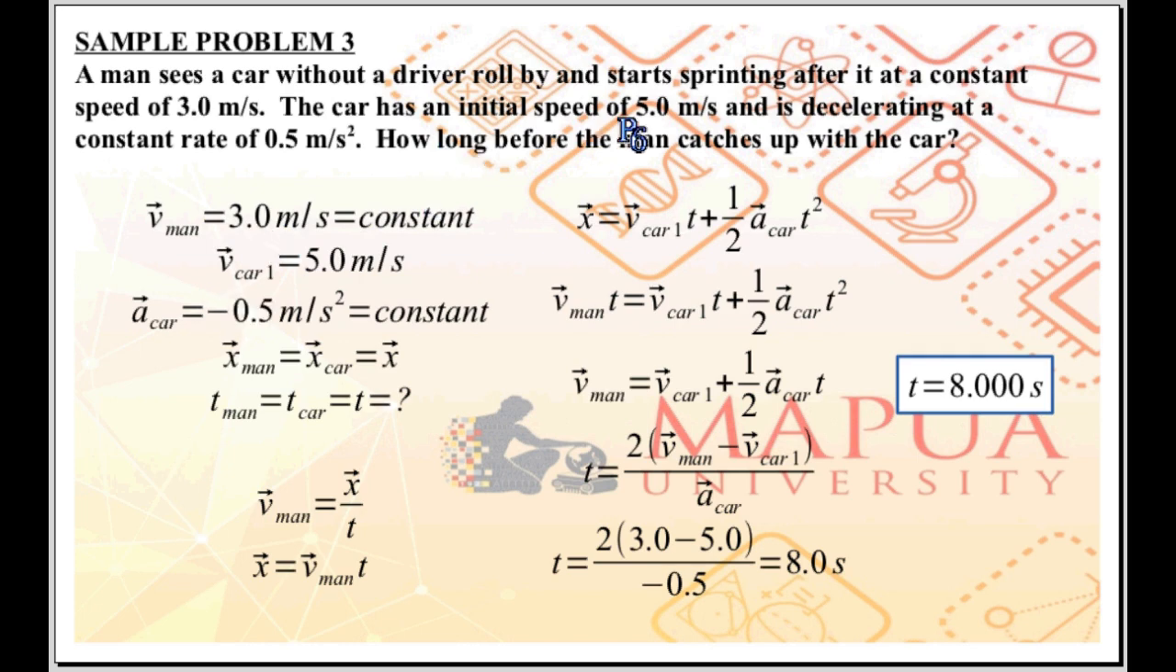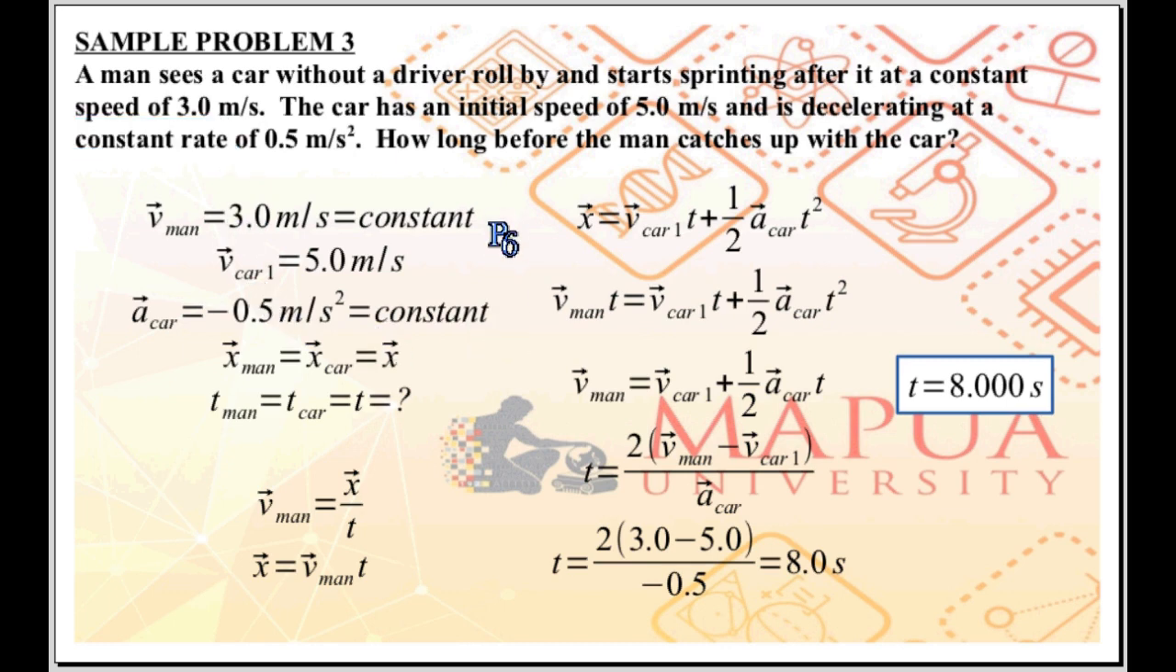The car has an initial speed of 5 meters per second, therefore the initial velocity of the car, V car initial, is equal to positive 5 meters per second. The car is decelerating, therefore the acceleration, if the car is moving in the positive x direction, the car's acceleration is in the negative x direction. Therefore, a car is negative 0.5 meters per second squared, and the problem tells us that this is constant.